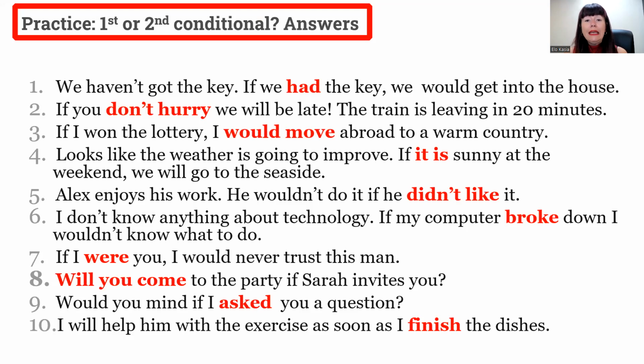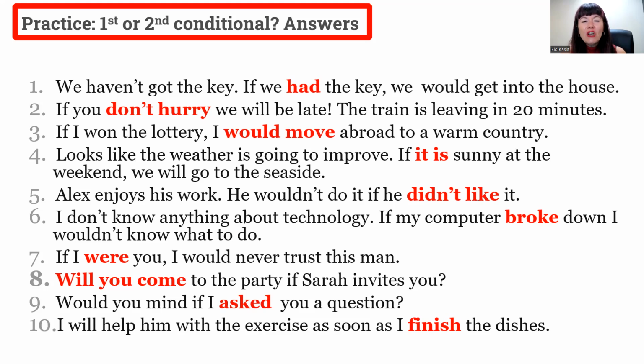"We haven't got the key. If we had the key, we would get into the house." Yes, imaginary, improbable, impossible situation, because we don't have the key. Okay, "If you don't hurry, we'll be late. The train is leaving in 20 minutes." So this is, yes, possible. If we don't hurry, we'll be late. "If I won the lottery, I would move abroad to a warm country." Yes, it is quite unlikely that I would win the lottery.